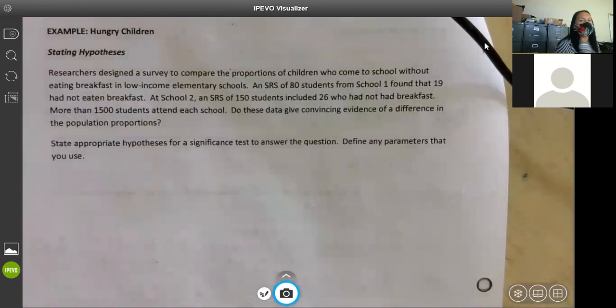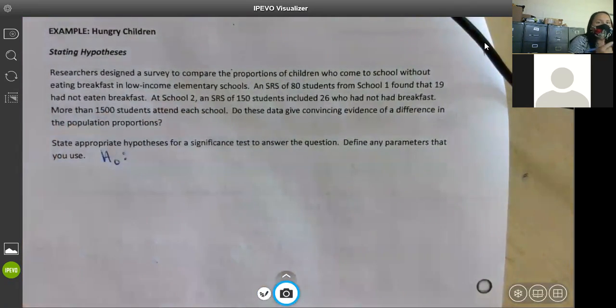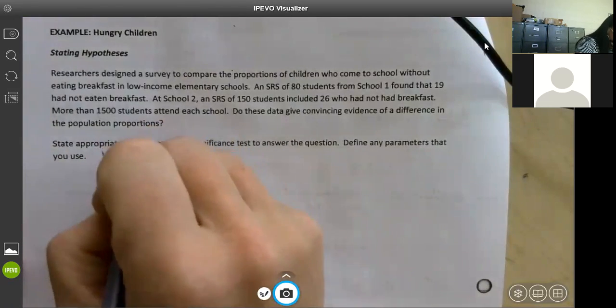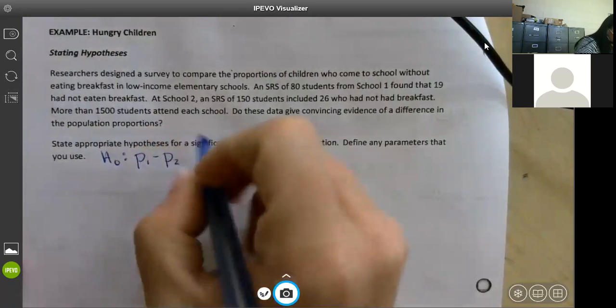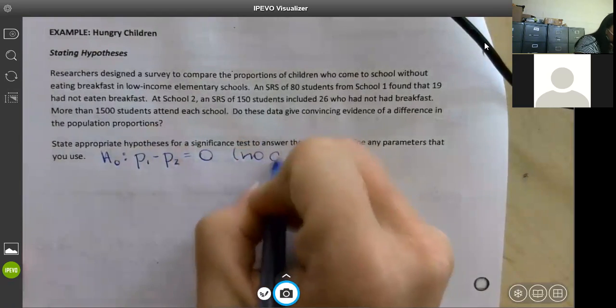So all we're going to do is state hypotheses for a significance test to answer the question and define any parameters. So it's the same as before, except we're talking about differences. So what would our null hypothesis be? We're trying to decide if there is a difference. There's not a difference, so it'd be 0. So P1 minus P2 equals 0. And remember, this is no difference.